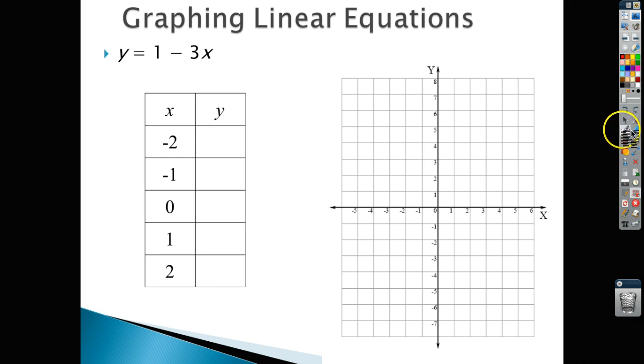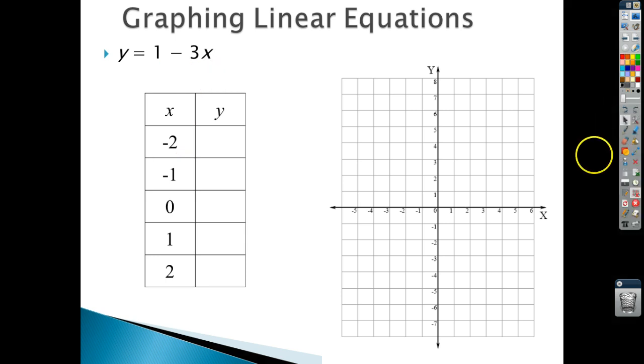My suggestion, again, on these would be to take y, right? And we have it solved for y. This is why this notation works so nicely, because 1 minus 3x, and then plug in each of these numbers into there. So if I plug in -2, you'll notice -3 times -2 is +6. Okay? And so what you should end up with is 7, 4, 1, -2, and -5 paired with those.